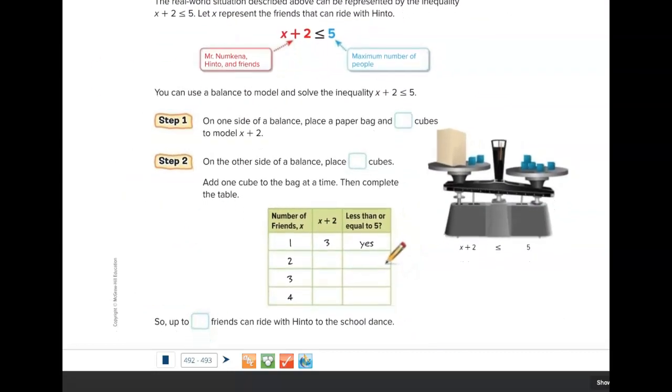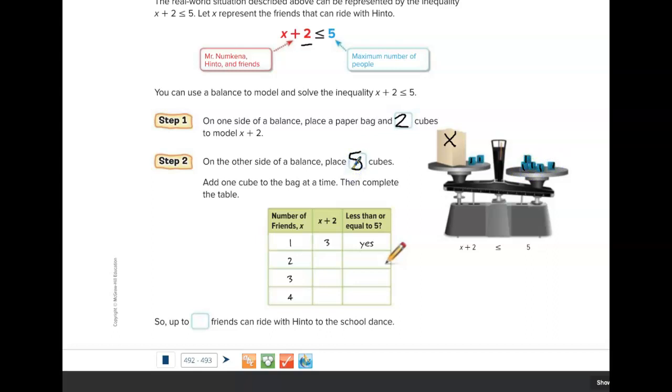So if you look down there in the hands-on activity, it kind of breaks down what we already talked about for our inequality. For step 1, we're going to use a balance model to solve this. So on one side of the balance, we have a paper bag, and that's going to represent X, because we don't know what's in that paper bag. But then we also know that we have 2 people already determined in the car. So then we're going to add 2 cubes to model X plus 2. On the other side of the balance, we're going to have our maximum number of people, which is 5. So we put in 5 cubes.